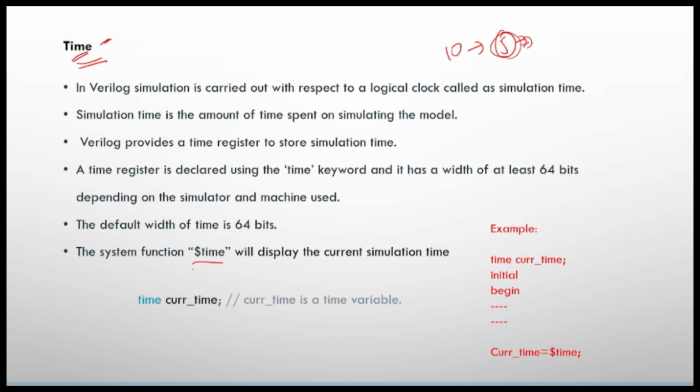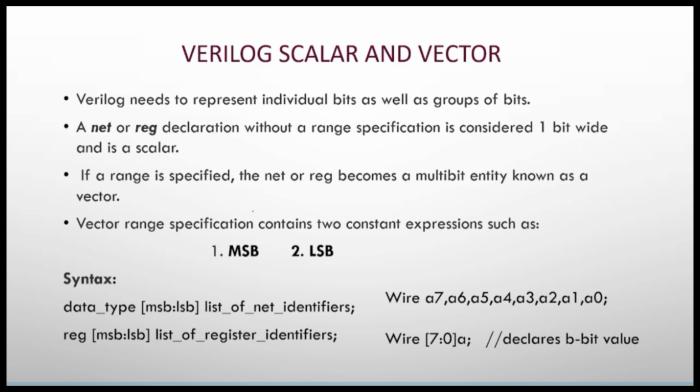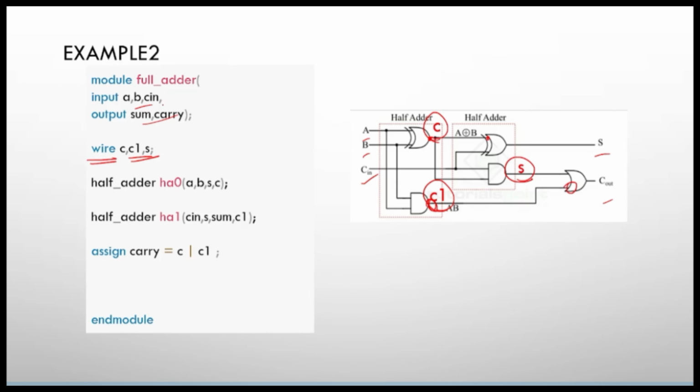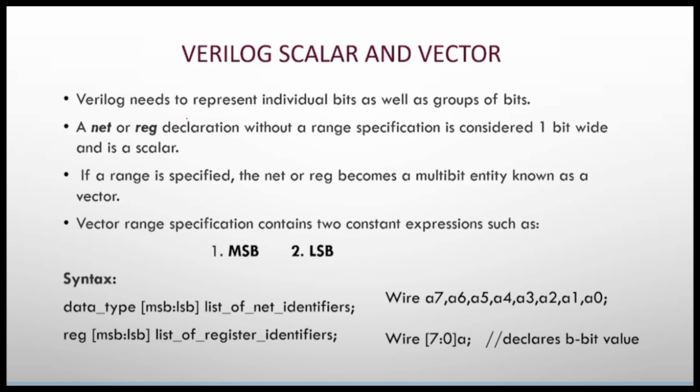By using the $time system function, you will get the value of the simulation time. You will know the current simulation time by using the $time system function. Clear? So this is about Verilog data types. Now, in the previous part, while we were talking about reg and net, all the reg and net data types are scalar data types. That means they are single-bit data types. Now, integer is 32-bit by default, but for reg and wire, by default they are single bits. Single bit is nothing but scalar.